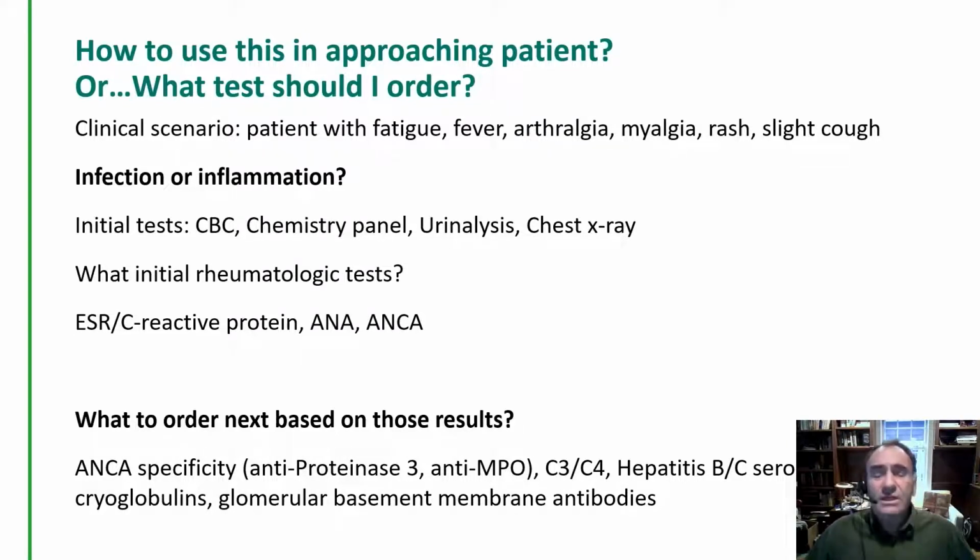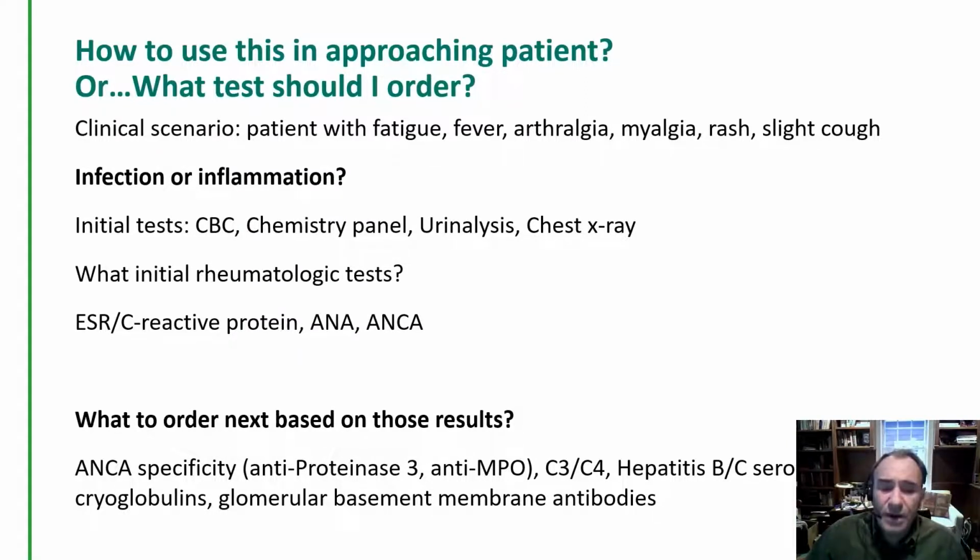You have a patient who comes in with fatigue, fever, arthralgia, myalgia, rash, slight cough. Clearly a sick person. Age at this point is not really relevant to what I want to get into. So the big question in your mind as a good internist is probably, are they infected, or do they have some sort of systemic inflammation? So the first test you're going to do, obviously, a CBC, a chemistry panel. You're going to do a urinalysis because you don't know what's going on, and a chest x-ray, especially with the cough. So what initial rheumatologic test would I do before I even know anything more?